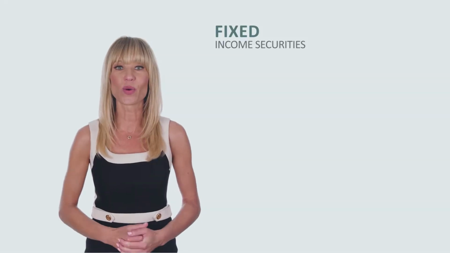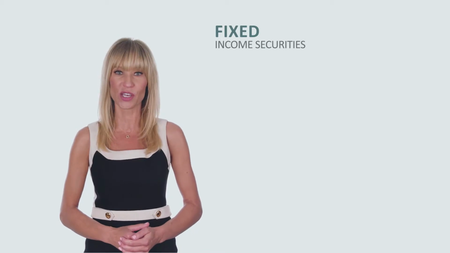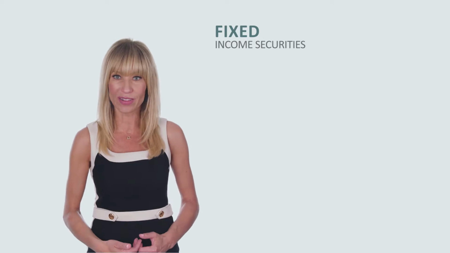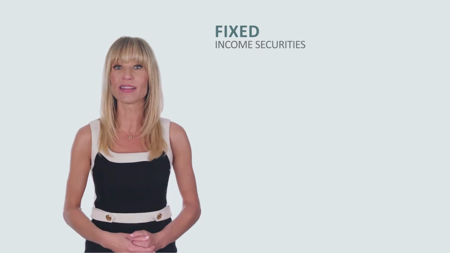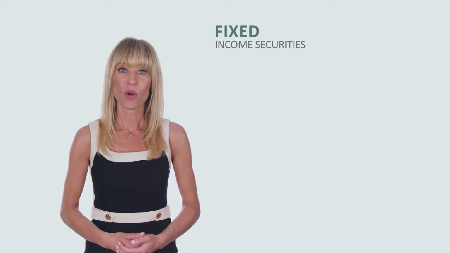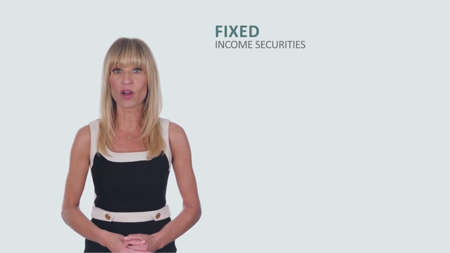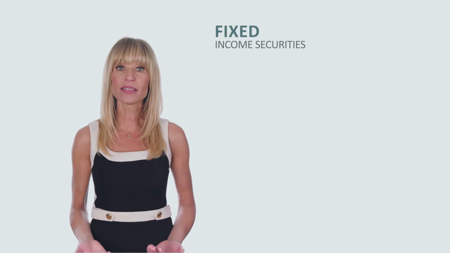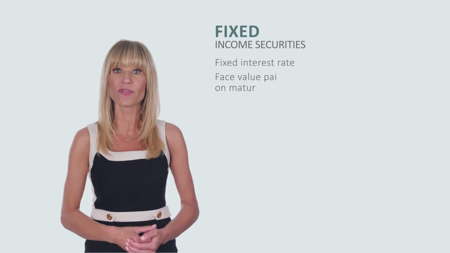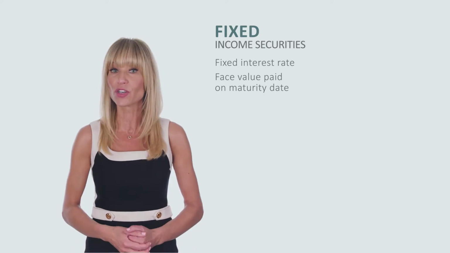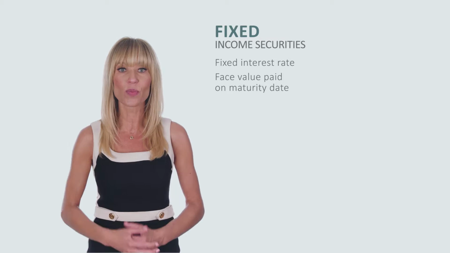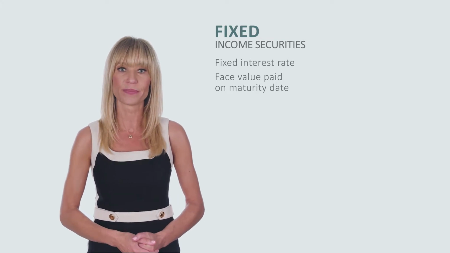The next investment we're going to look at is fixed income securities. To understand what they are, think of them this way. You are now the lender, and you're lending your money to the government or a corporation, and they're the borrower. Why is this class of investments called fixed income? It's because the borrower pays you a fixed interest rate until eventually repaying you the face value at the end of the bond's term or maturity date.